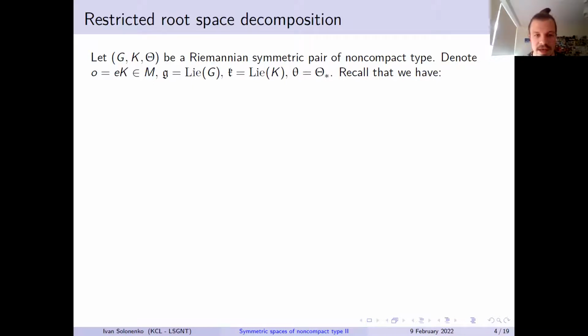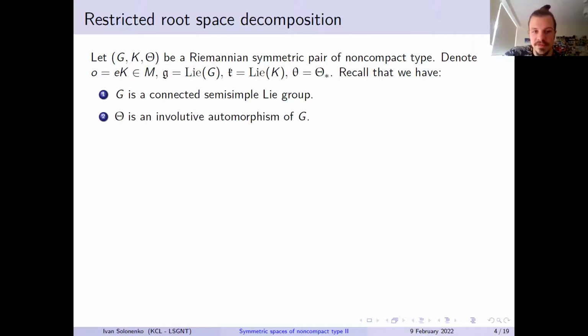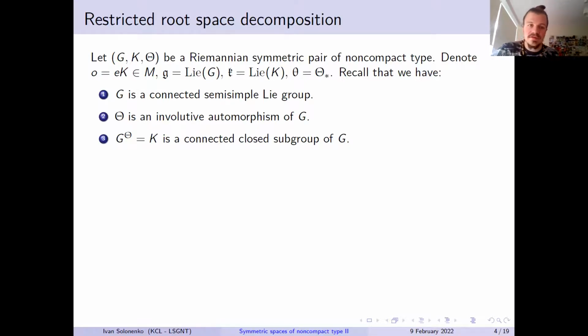And then I have 𝔤, the Lie algebra of G, 𝔨, the Lie algebra of K, and then theta is the induced involutive automorphism, small theta, of 𝔤. So here again, G is a connected semisimple Lie group. I'm just repeating what we had last week. Big theta is an involutive automorphism of G, pretty much by definition. Now K is precisely the fixed point set of theta. It's a connected closed subgroup of G.